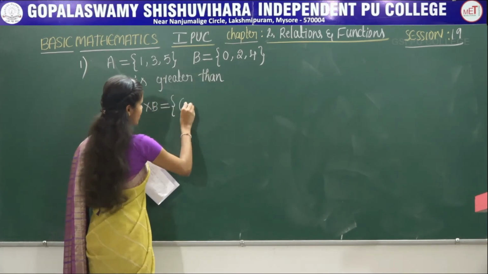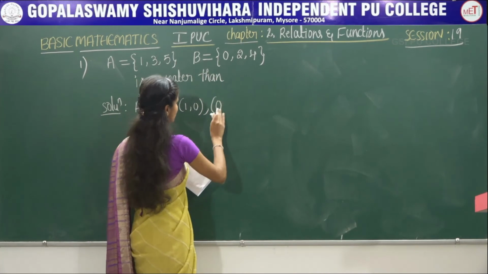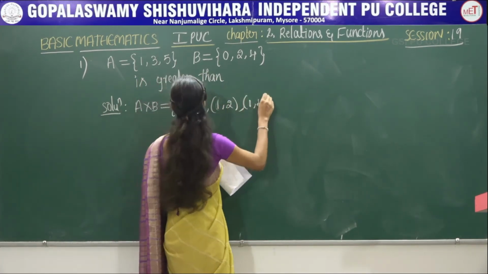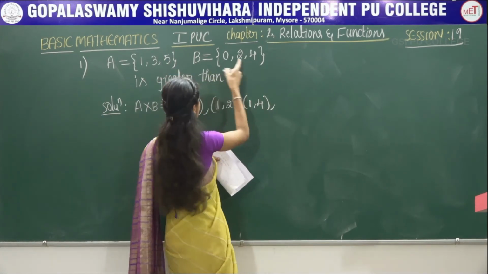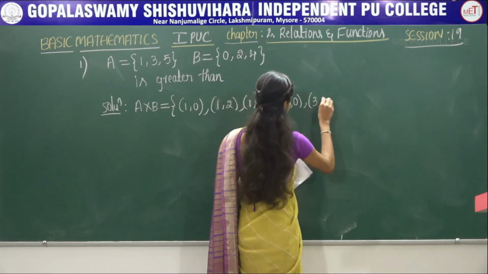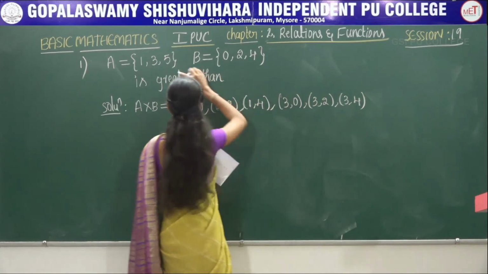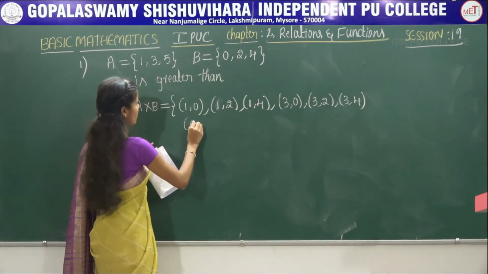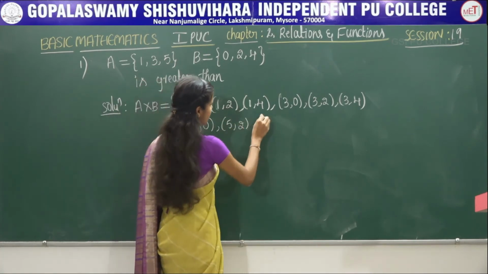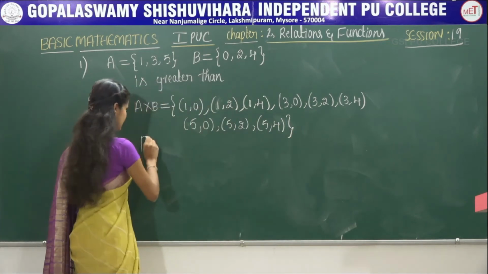So 1, 0, ordered pair 1, 0. Ordered pair 1, 2. Ordered pair 1, 4. Next 3, 0, 3, 2, 3, 4. Ordered pair 3, 0. Ordered pair 3, 2. Ordered pair 3, 4. Next 5, 0, 5, 2, 5, 4. Ordered pair 5, 0. Ordered pair 5, 2. Ordered pair 5, 4. Now find the relation.